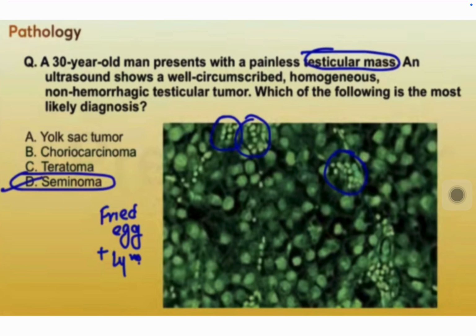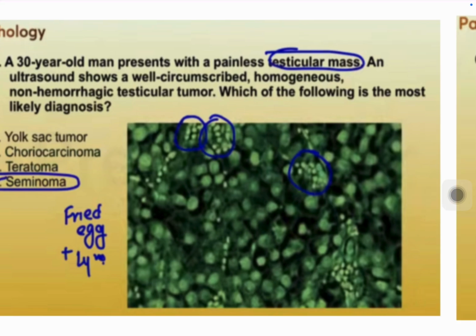A 30-year-old man presents with a painless testicular mass. An ultrasound shows a well circumscribed, homogeneous, non hemorrhagic testicular tumor. Which of the following is the most likely diagnosis? It is seminoma, with your fried egg appearance and lymphocytes.